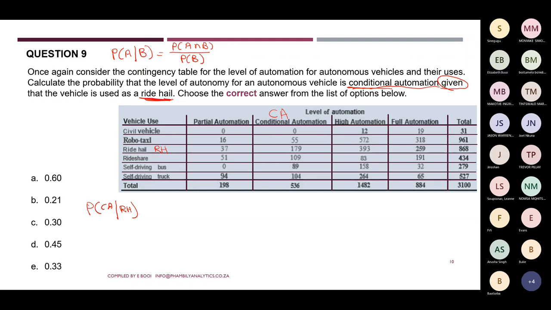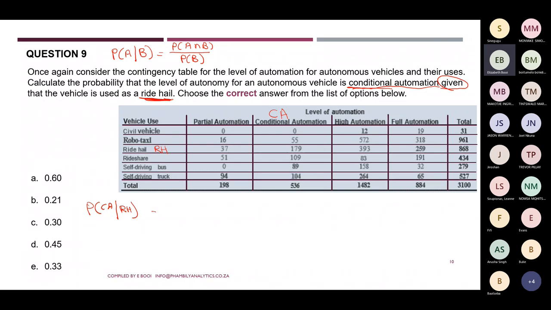So the question says, find the probability that the autonomy is conditional, given that the vehicle used is a railhead. Find the probability that A, given that it's B.